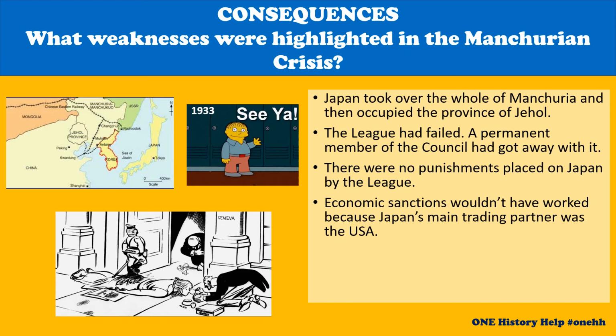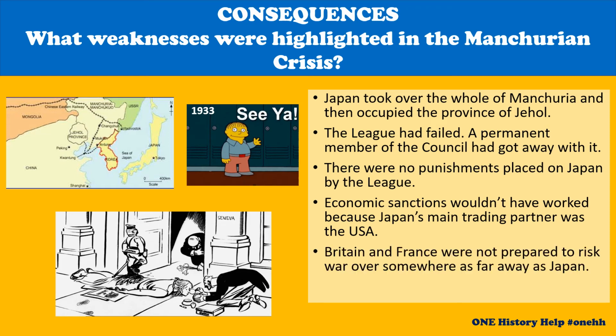And economic sanctions were not used against Japan because their main trading partner in the 1930s was America. So any economic sanctions that they put in place would have made absolutely no difference whatsoever. We see a lot of selfish leadership from Britain and France at this time. Britain and France were also suffering from the consequences of the Great Depression as well. And because of this, they were not prepared to risk war or sending their troops as far away as Japan.